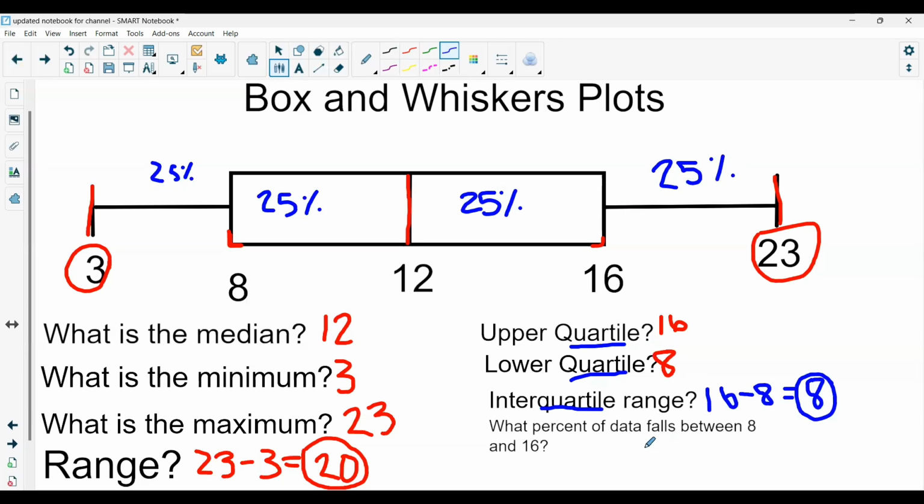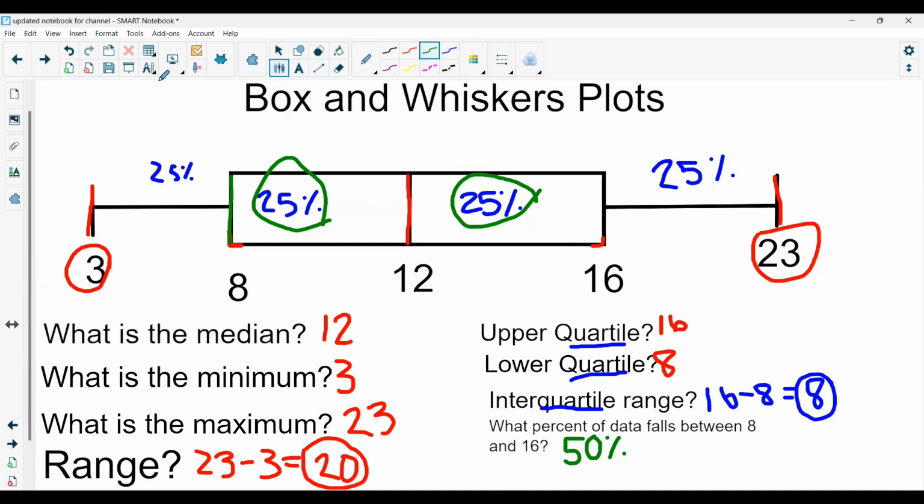All right, and let's see, falls between 8 and 16. So 8 starts here. This is one section. So that's 25%. And then all the way to 16, that's two sections. So 25% plus 25% gives us 50%. So 50% of our data falls between the number 8 and 16 because there's two sections here, and each section is worth 25% of data.